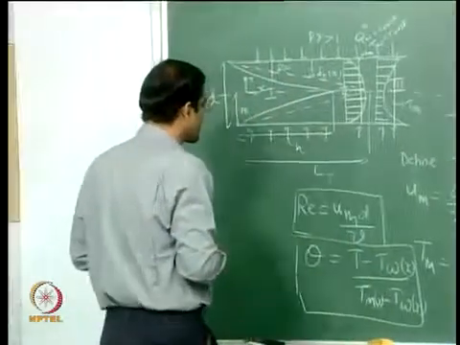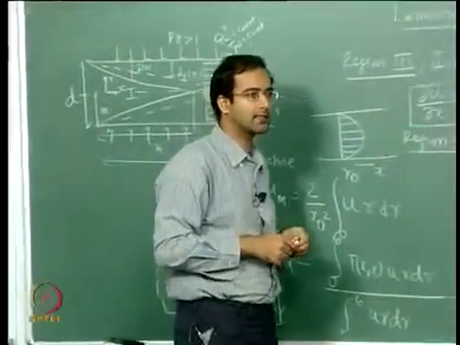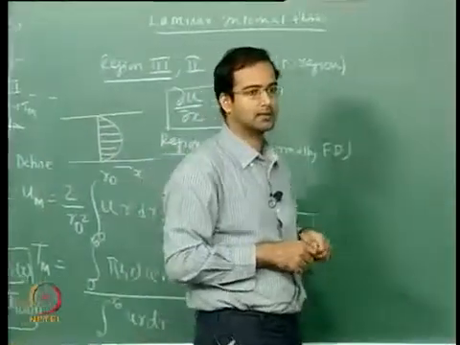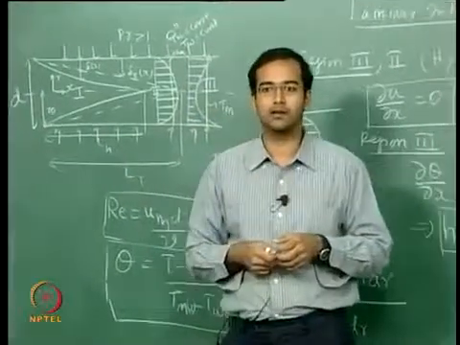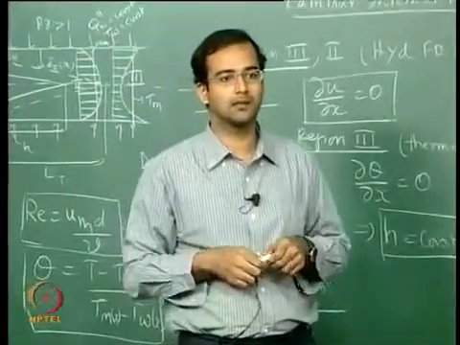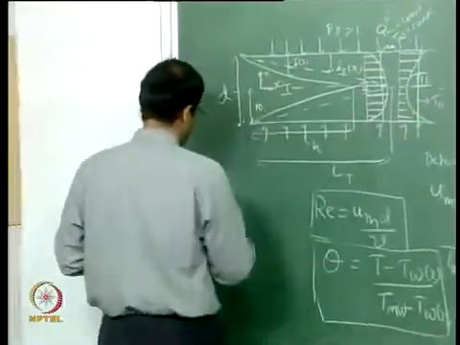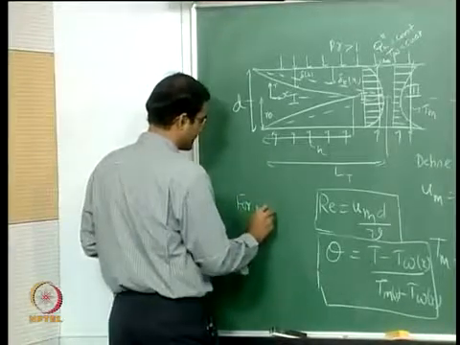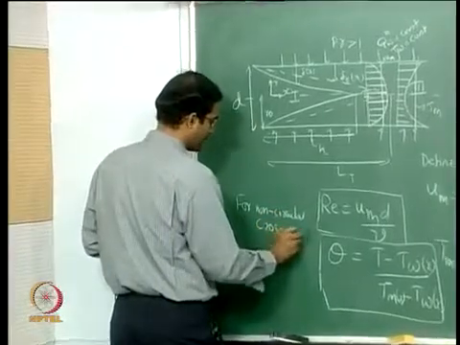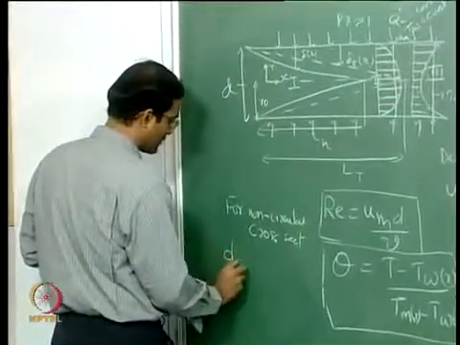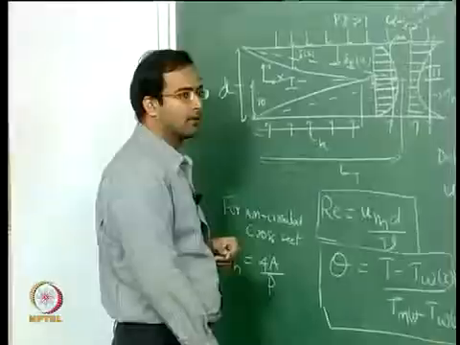Now for a circular cross section, of course, you know this is the diameter of the cross section, but you can also extend this definition to non-circular cross sections. So if you have a duct with, say, rectangular or triangular or square cross section or some other cross section, you have to define your Reynolds number based on what is called the hydraulic diameter. So you use hydraulic diameter, which is defined as 4 times area by perimeter.